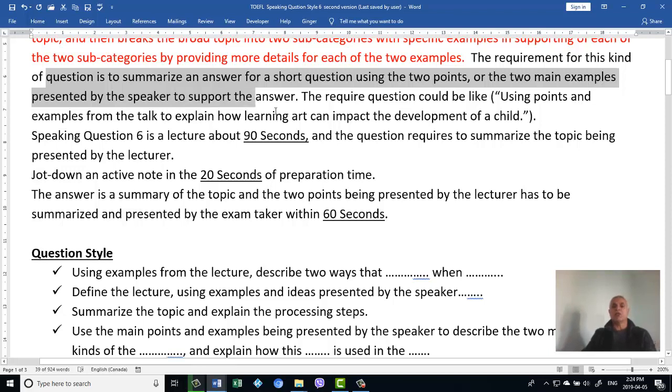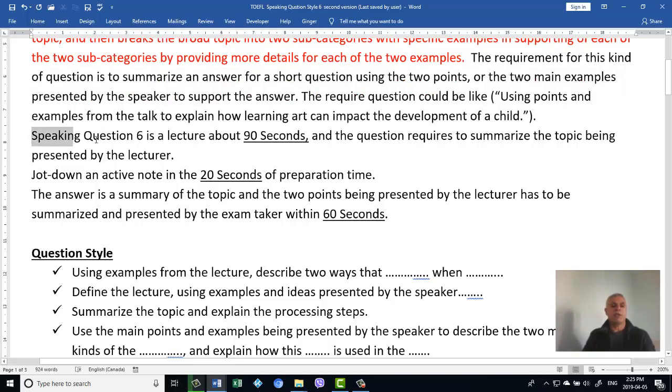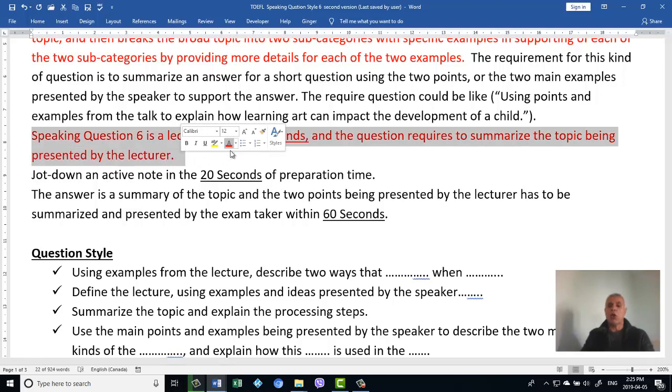To support the answer, the question could be like: using points and examples from the talk, explain how learning art can impact the development of a child. Speaking question 6 has a lecture of about 90 seconds, and the question requires you to summarize the topic being presented by the lecture. This is very important to know.